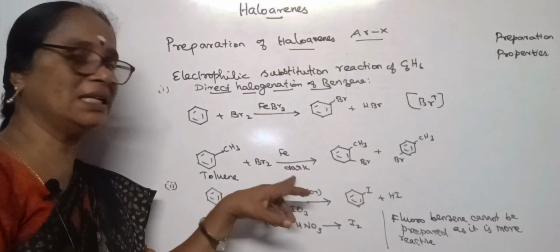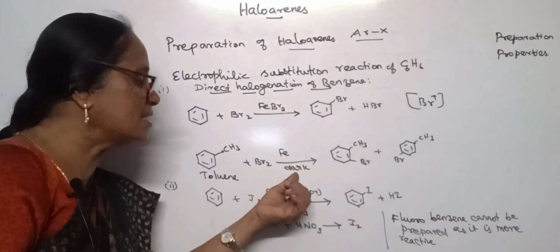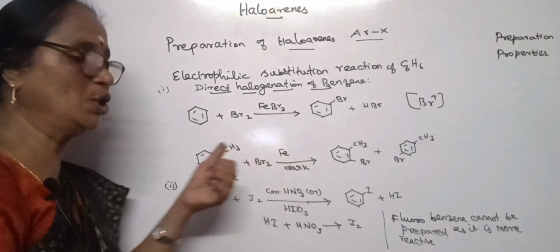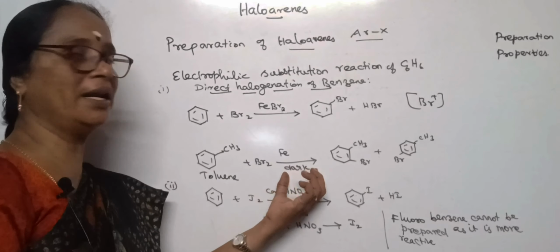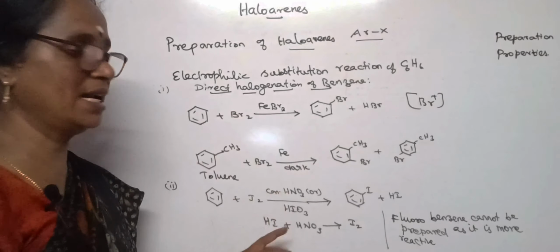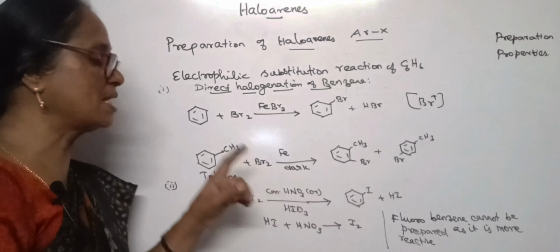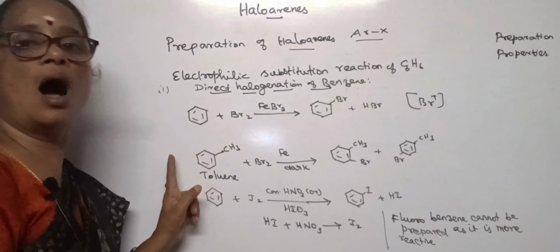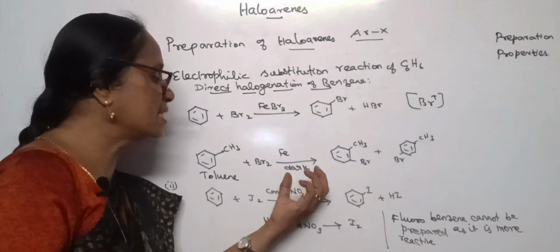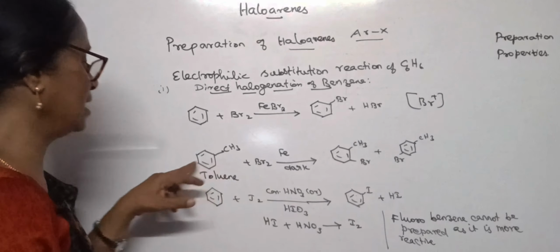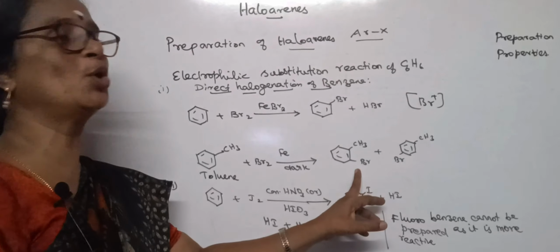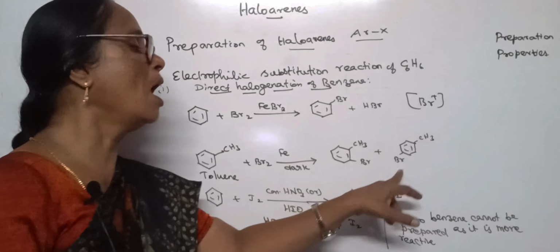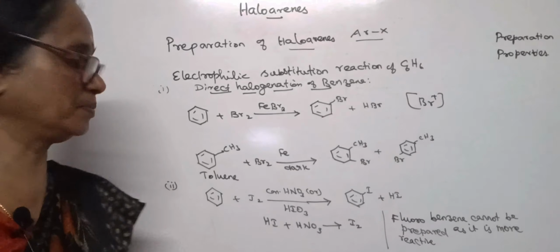But here the dark is given, so this is the condition for the reaction to take place at the benzene ring. So according to the given reaction condition, we can decide whether the halogenation takes place in the alkyl side chain or in the ring. As it is given dark, the bromination takes place in toluene in the benzene ring. So we are getting bromotoluene, 2-bromotoluene or 4-bromotoluene.